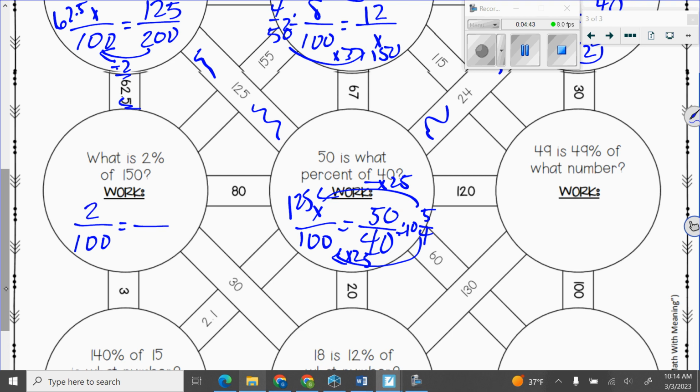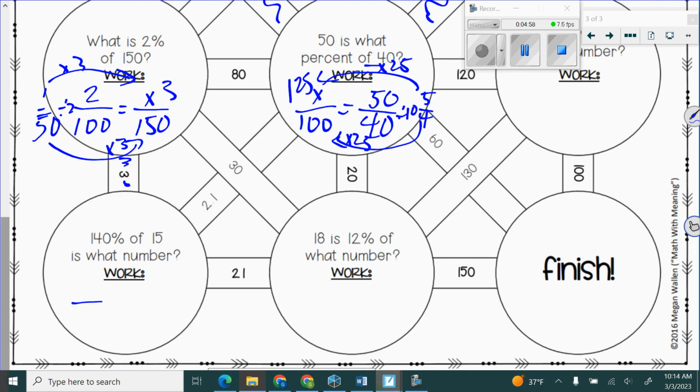We've got 2% of 150. I don't know, so I need to go back. Divide by 2 gives me 1 and 50. That means I'm going times 3. Gives me 3.